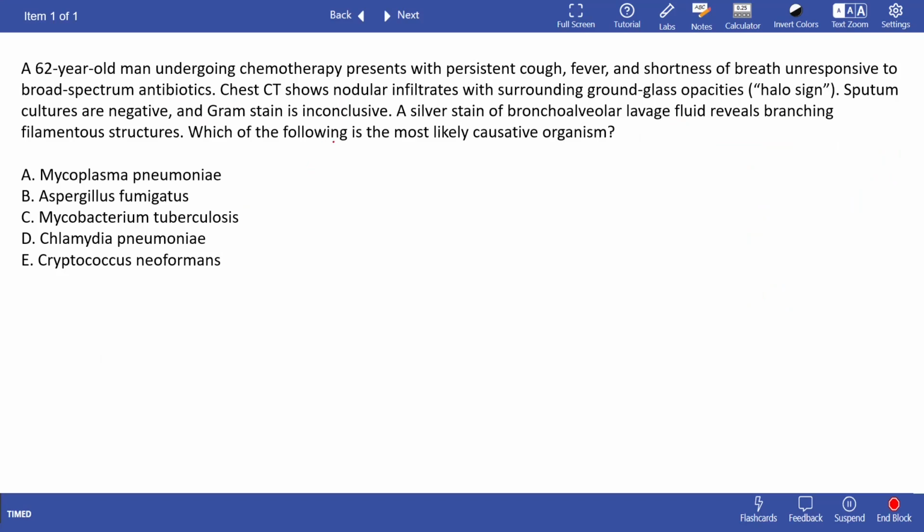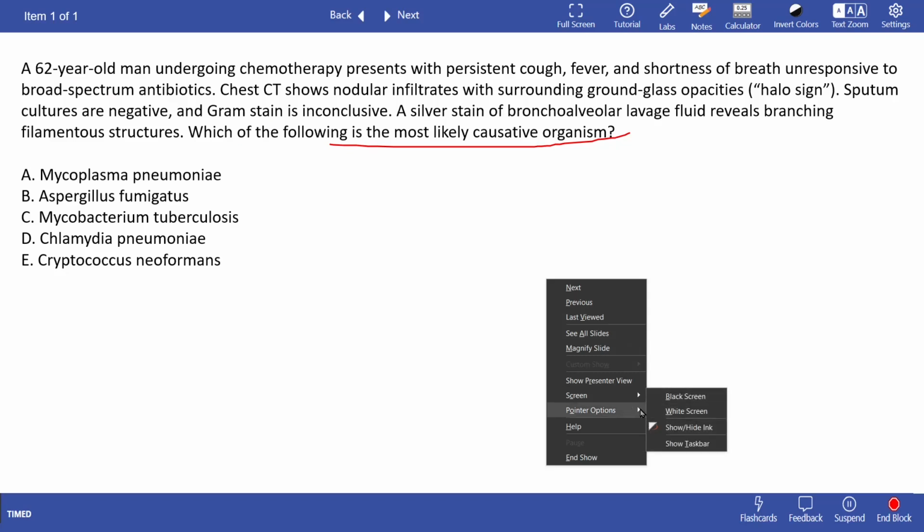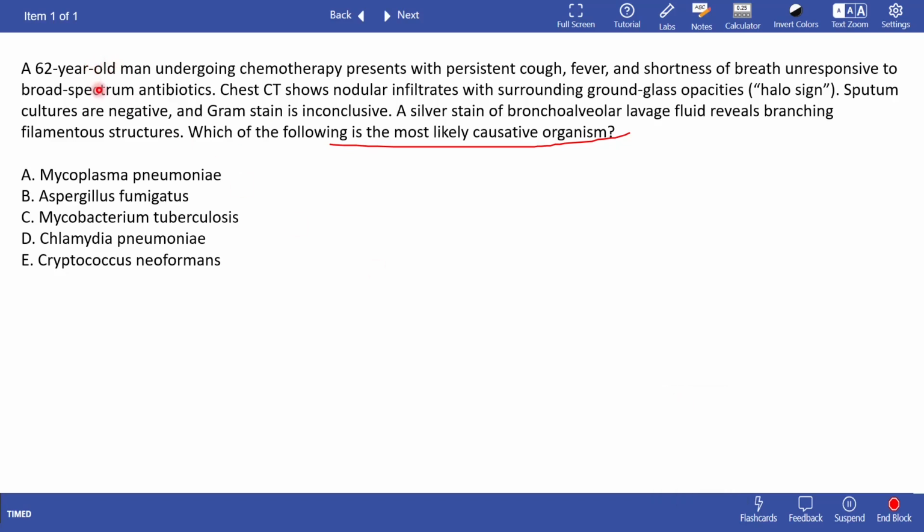All right, so which of the following is the most likely causative organism? A 62-year-old man undergoing chemotherapy presents with persistent cough, fever, and shortness of breath, unresponsive to broad-spectrum antibiotics. Chest CT shows nodular infiltrates with surrounding ground glass opacities, which is better known as the halo sign, and the sputum cultures are negative. Gram stain is inconclusive. A silver stain of bronchoalveolar lavage fluid reveals branching filamentous structures. So basically, they're asking which organism they are talking about.